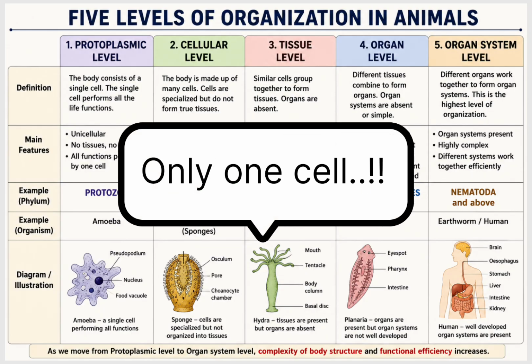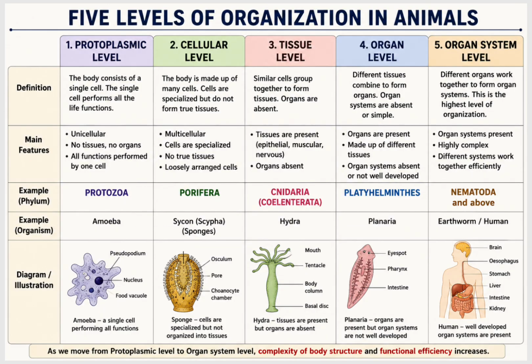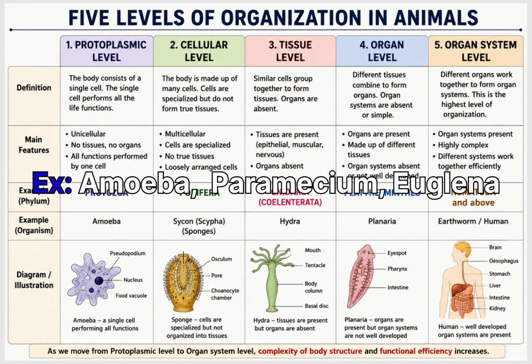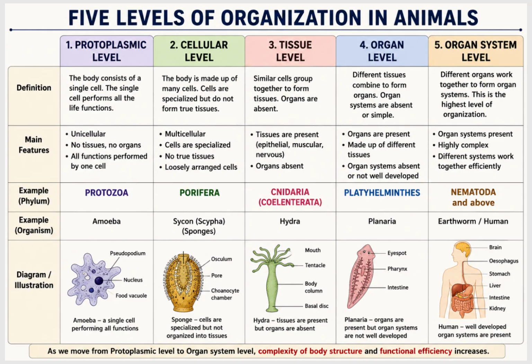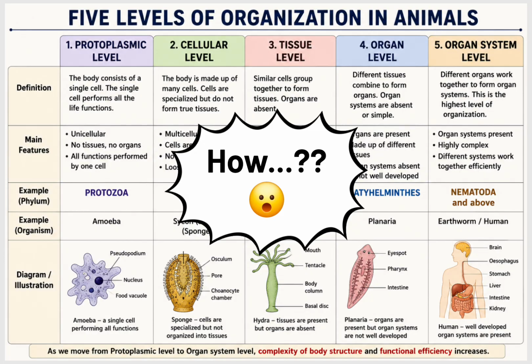Since there is only one cell, all life activities like nutrition, respiration, excretion, reproduction, stimulation, all are carried out by that single cell. There are no tissues, no organs and no organ systems. For example, amoeba, paramecium, euglena. Okay, one question to you. If amoeba has only one cell, how does it digest the food? Yes, the answer is the digestion takes place inside the food vacuole within the same cell. So just imagine how one cell performs all the functions.